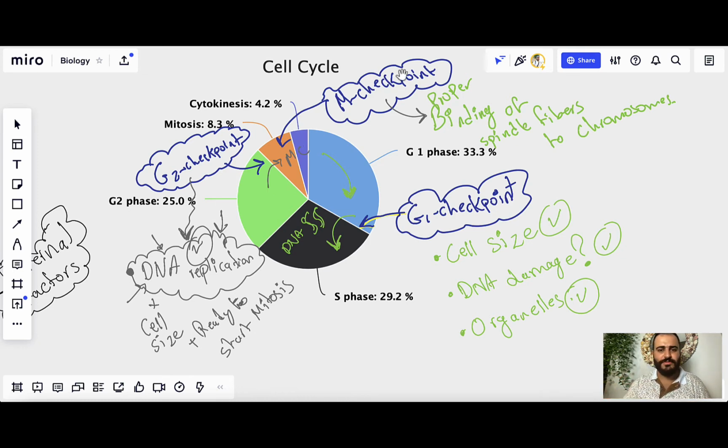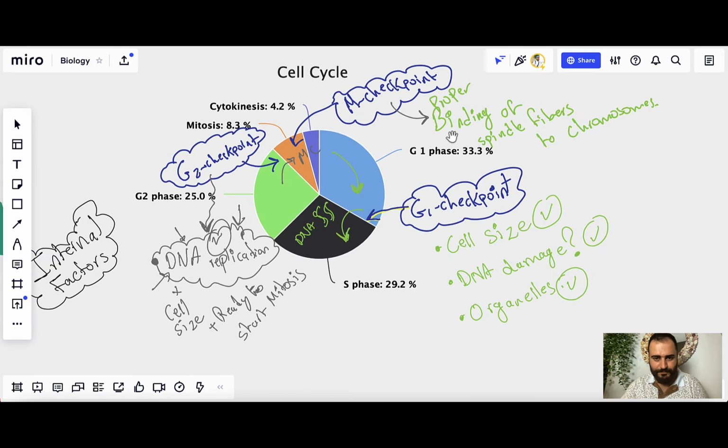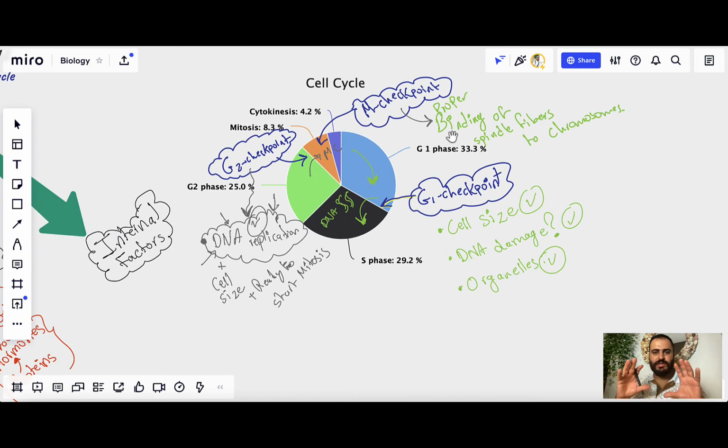That's why we have the checkpoint that will always make sure that the separation of chromosomes is happening evenly and there are no mistakes. In case there are mistakes, then the cell will stop dividing, or simply it will undergo apoptosis or self-destruction. Now, this is in general the function of every checkpoint.